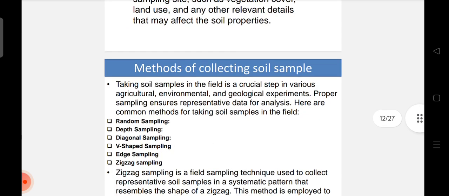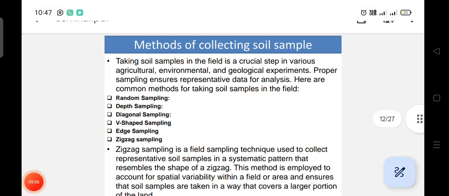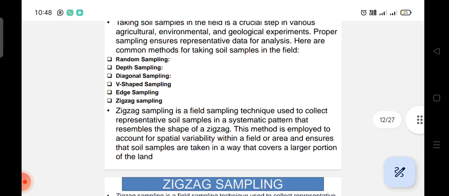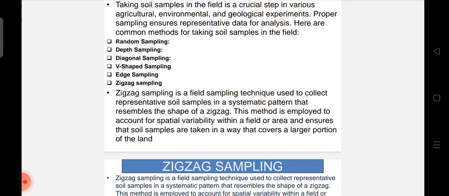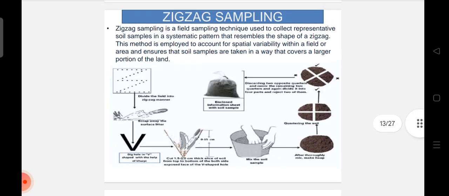There are a few methods of soil sample collection. Taking soil samples, there are some methods: random sampling, depth sampling, diagonal sampling, V-shaped sampling, edge sampling, zigzag sampling. The zigzag sampling is a very famous method. It's a field sampling technique used to collect representative soil samples in a systematic pattern that resembles the shape of a zigzag. So we can collect by zigzag pattern. Here in this diagram you can see how we can collect the soil sample.